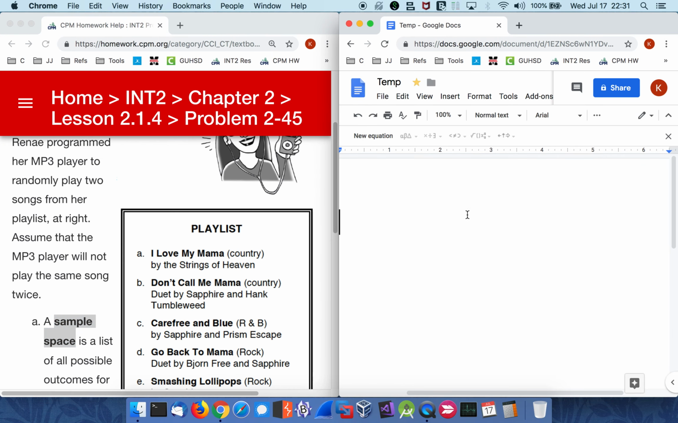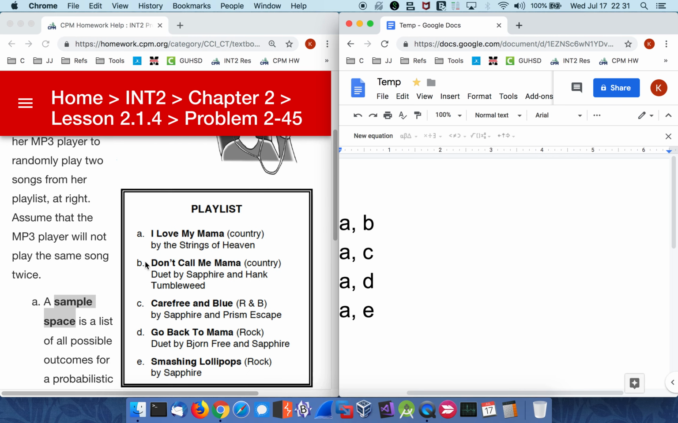So I'll just say, let's say that the first combination is song A and B. So A and B is 1 song combination. So what's another song combination? Well, A and C. A and C is a combination. A and D is a combination. And then A and E is a combination. So A and B, A and C, A and D, A and E. So, all right. So there's those 4 combinations.